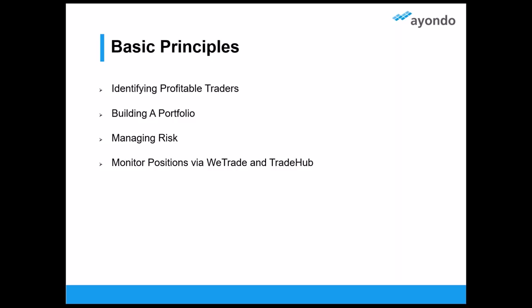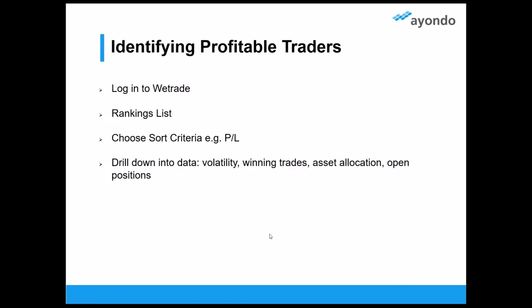The first things we're going to look at are the basic principles of this idea of social trading. First of all, what we want to do is identify profitable traders. Then, when we've identified a group of traders who we quite like the idea of following, we're going to look at building a portfolio. Then the all-important risk management. If you've traded for yourself, you know how important managing risk is. It's exactly the same when we're doing this idea of social copy trading. Then how we monitor all the positions using the two Ayondo trading platforms. Right, so let's get started.